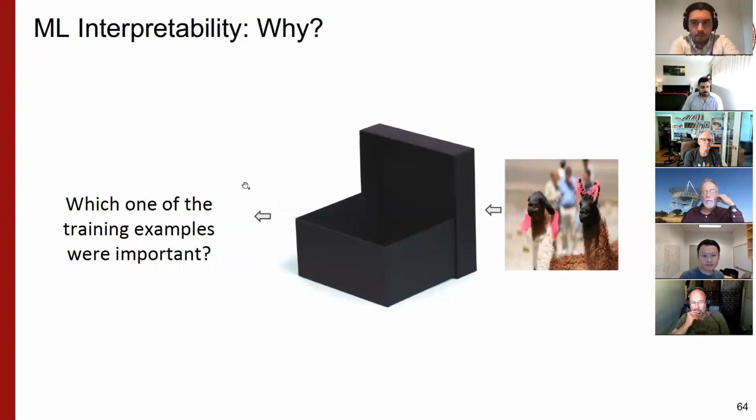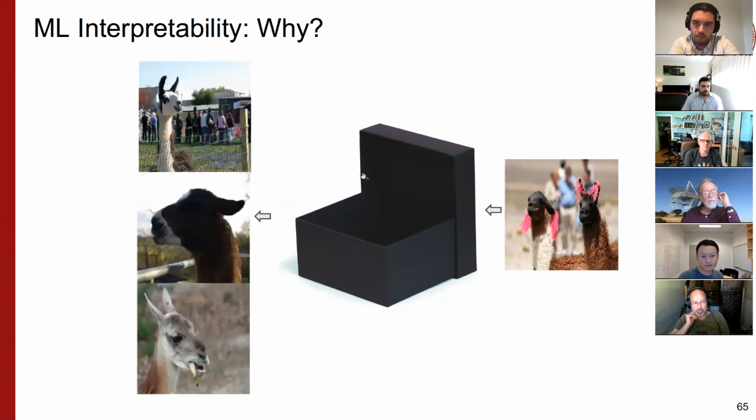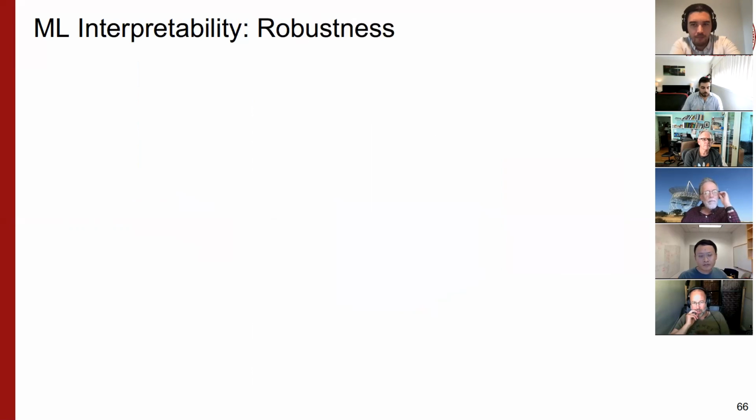But at the same time, you can ask which of the training examples affected my model such that this is predicted as a llama. These are sample importance methods. And you get answers like this: these three training examples had the most effect. But our question was different from developing a better method. We wanted to ask the question of robustness.